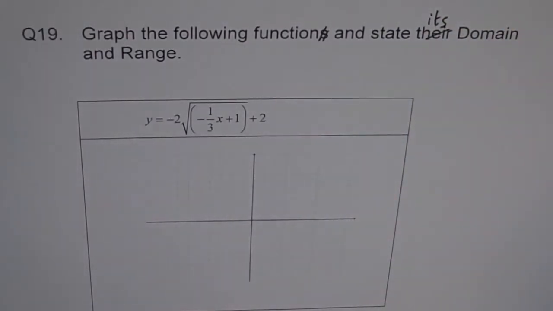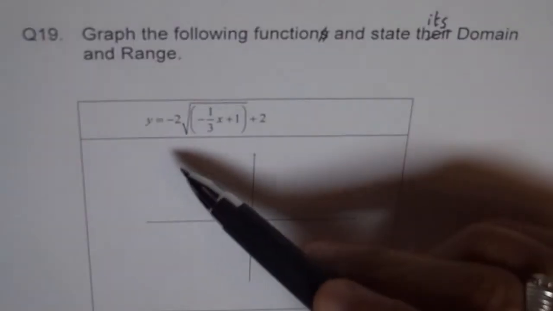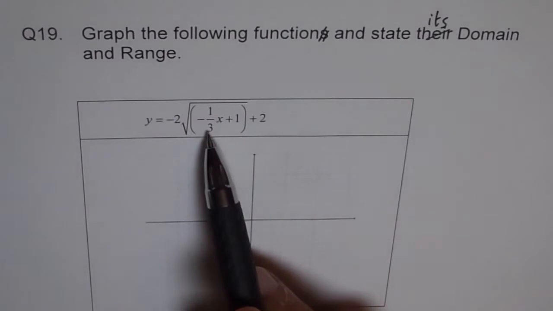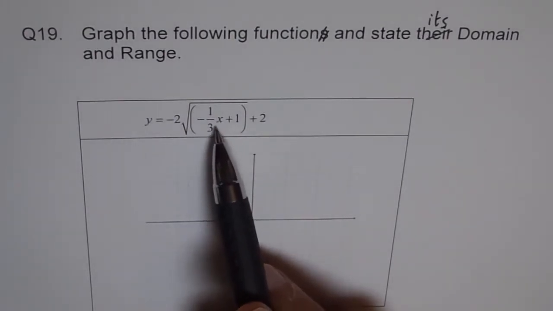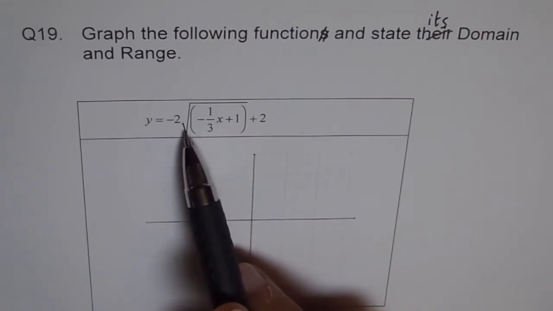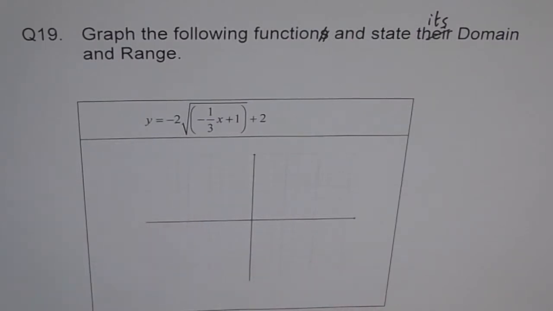Now, the function is y equals minus 2 square root of minus 1 over 3 x plus 1, plus 2. If you have a function like this, the first thing you should notice is that the coefficient of x is not 1. So you have to factor out this term, right? This is the term which decides horizontal stretch or compression or reflection, correct? This has to be factored out before you write your transformations. So that's the first thing you have to do.